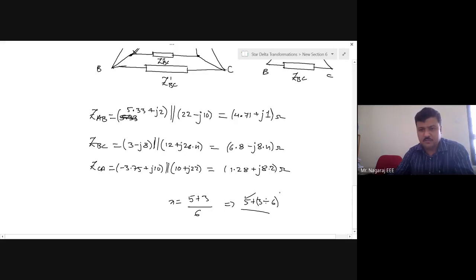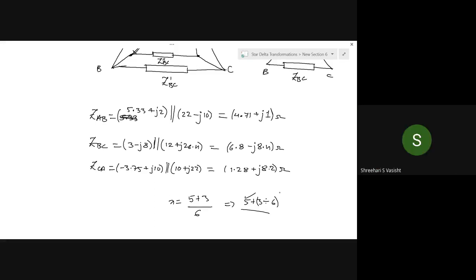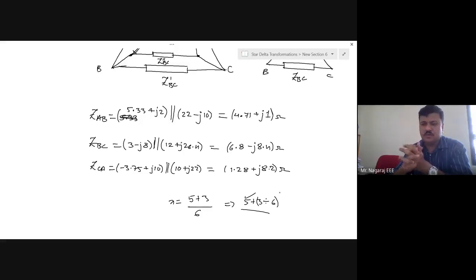Majority are getting 4.71 plus J1, 6.8 minus J8.4, 1.28 plus J8.2. Yes, sir. Then my answers are matching with this. Those who are not getting it, please go back and check the substitution.